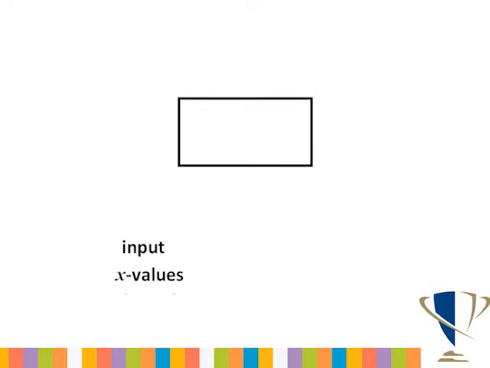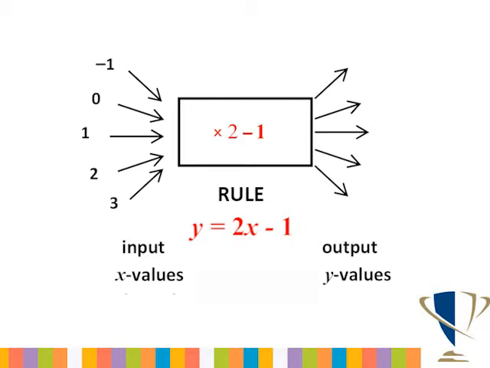In earlier grades, you showed this with a flow diagram. The x values are the input values, and the y values are the output values. Look at this flow diagram. Use the rule y equals 2x minus 1 on these values. So, for every x value, we times it by 2 and subtract 1 to find the y value.